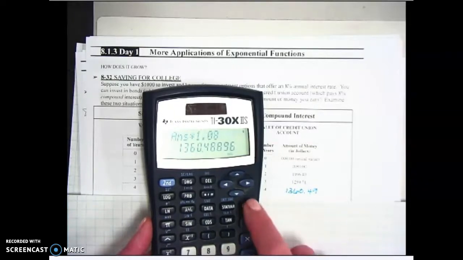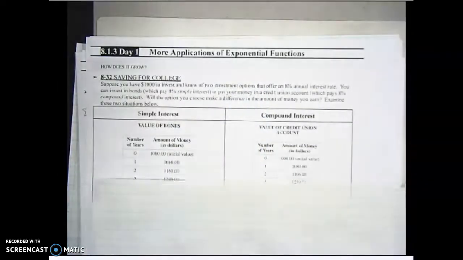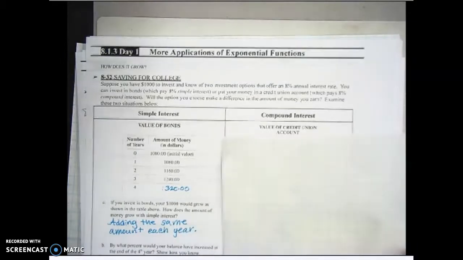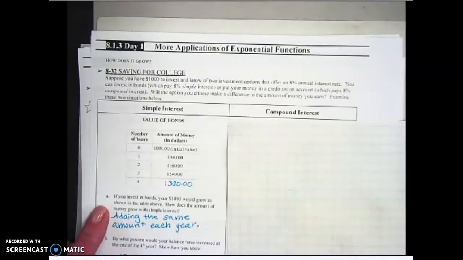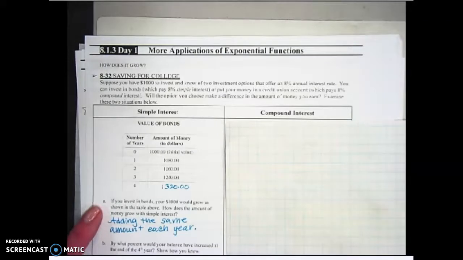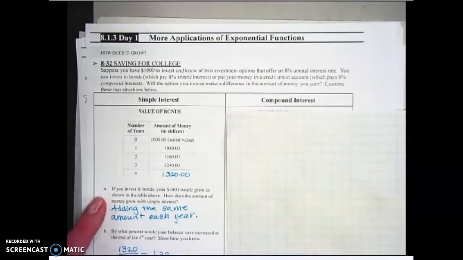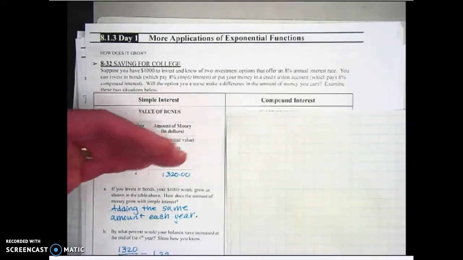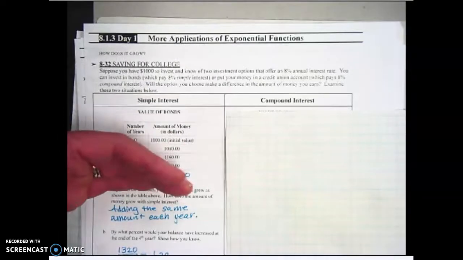Okay, so let's see how we can get our equations here. So for the left-hand side, it says part A, if you invest in bonds, your $1,000 would grow as shown in the table above. How does the amount of money grow with simple interest? It's going to add the same amount of money each year. So each year it's adding $80, $80, $80, $80. Okay?